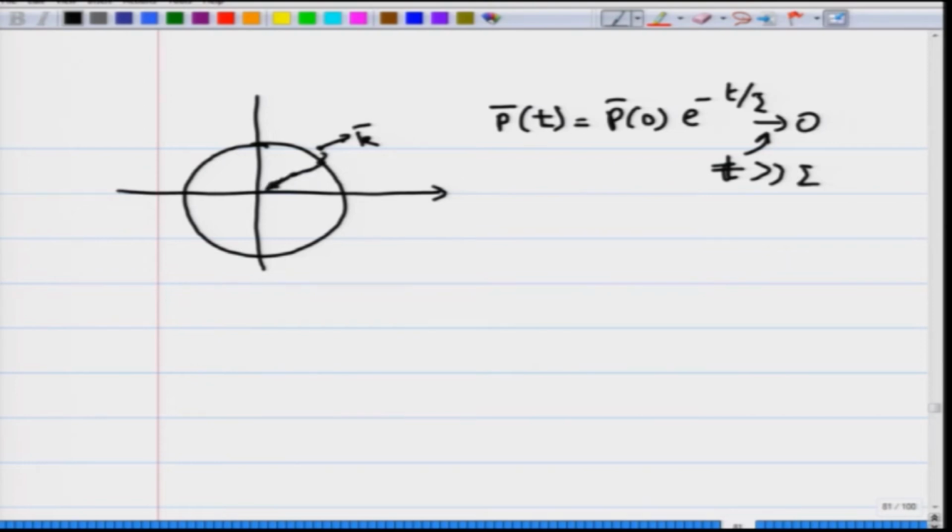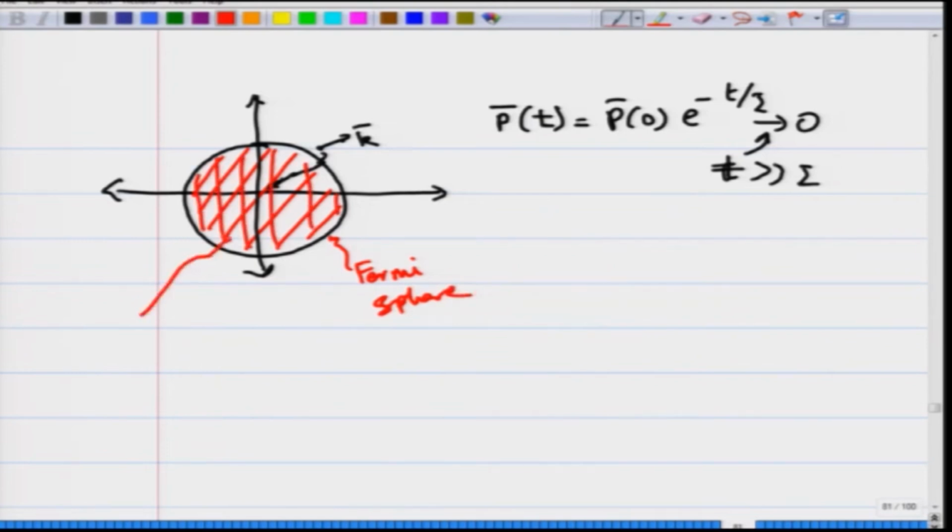But what do we have quantum mechanically? Quantum mechanically, as per the Sommerfeld model, we know that all the states within the Fermi sphere are completely occupied.